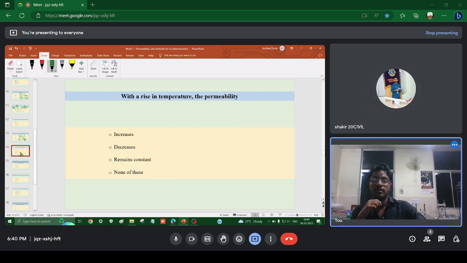Next question. With the rise in temperature, the permeability, what happens?